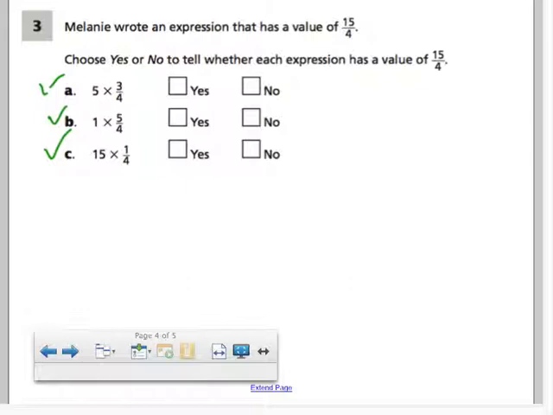Let's look at the first one. 5 times 3 is 15. You keep the denominator, 15/4. Yeah, wonderful. 1 times 5 is 5. And is 5/4 the same thing as 15/4? No. 15 times 1 is 15, and you have to keep it over 4. Got to keep it over 4. Oh, that one worked out too. So that one was pretty simple.